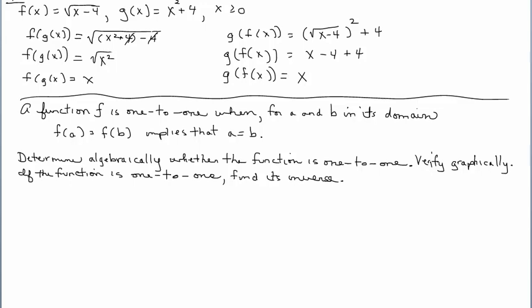All right, picking up where we left off, changing gears a little bit. A function f is 1 to 1 when for a and b in its domain, f of a equals f of b implies that a equals b.